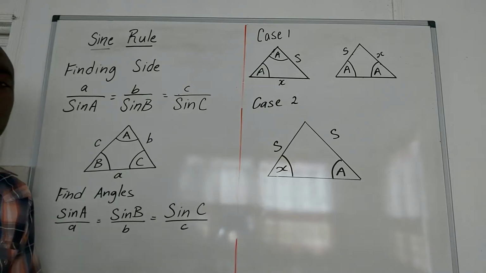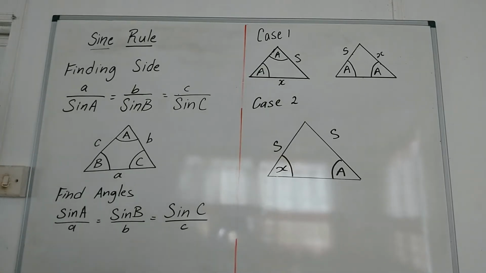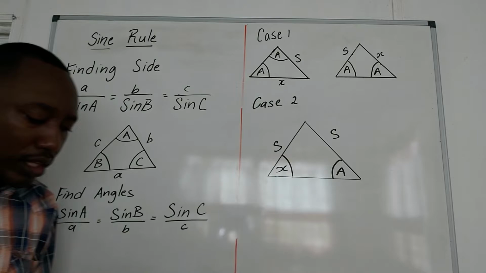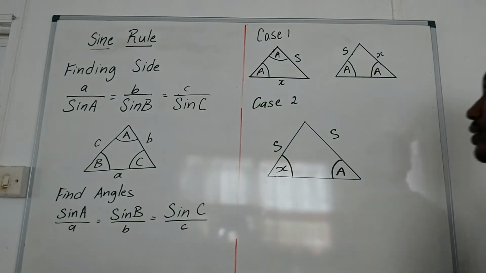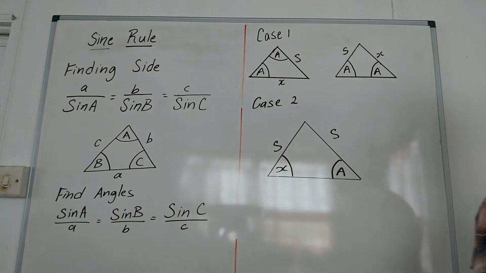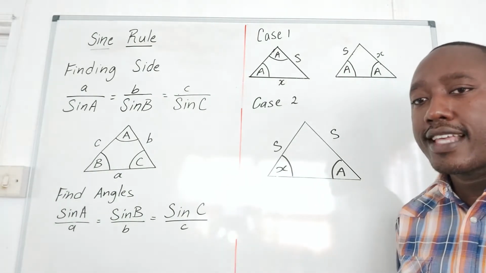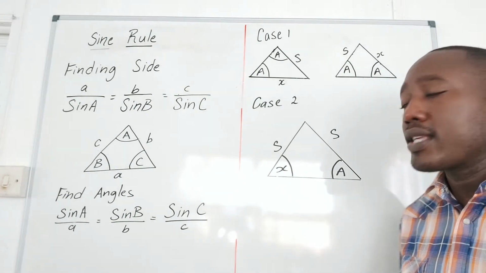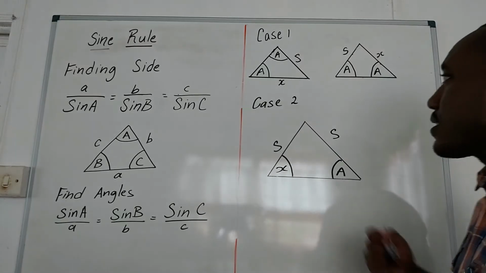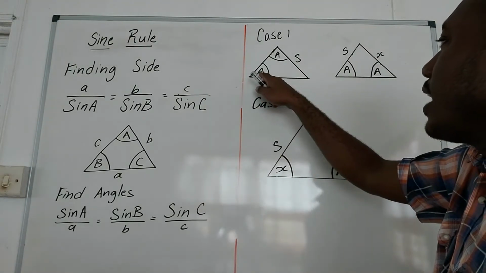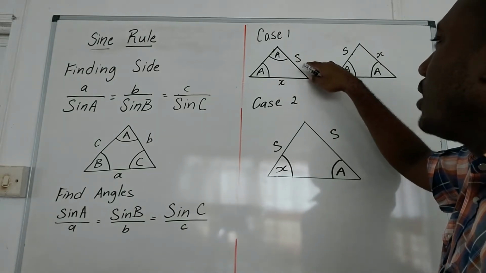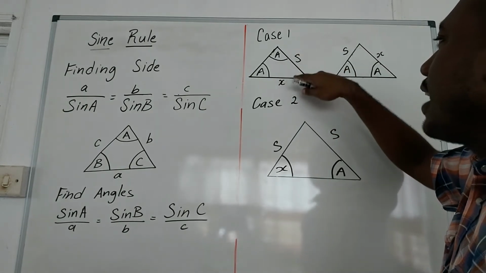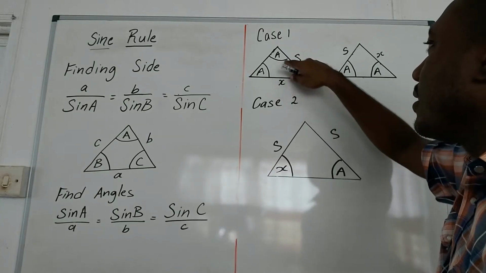Now, when do we use the sine rule? The sine rule is used in two cases. The first case is when we have two angles and a side. Like in this case, we have a given angle here, a given angle here, and a side, and we want to find the side opposite this angle.